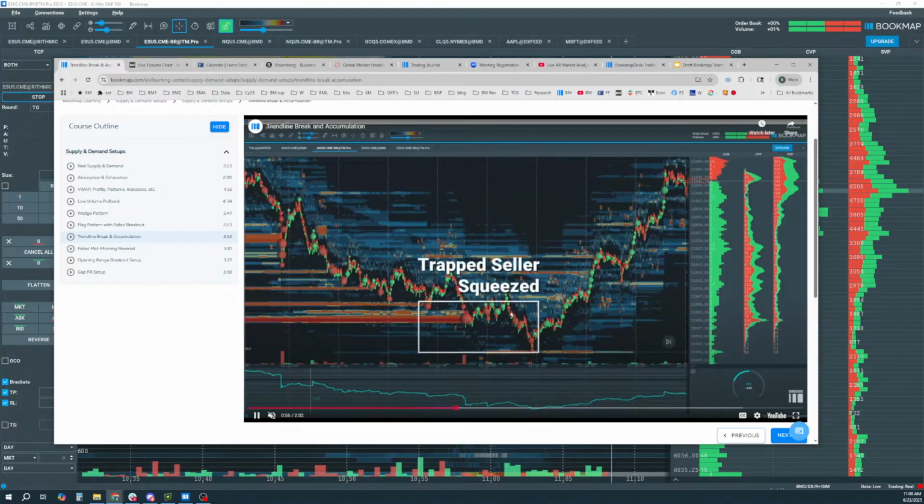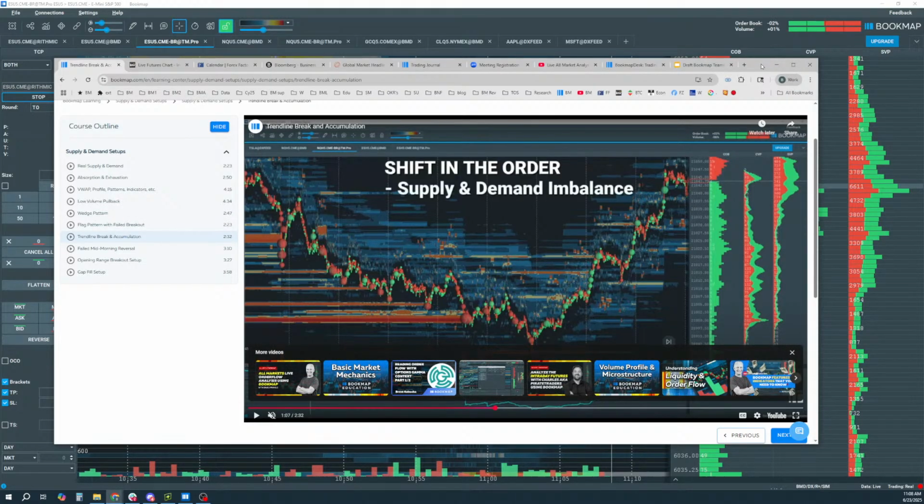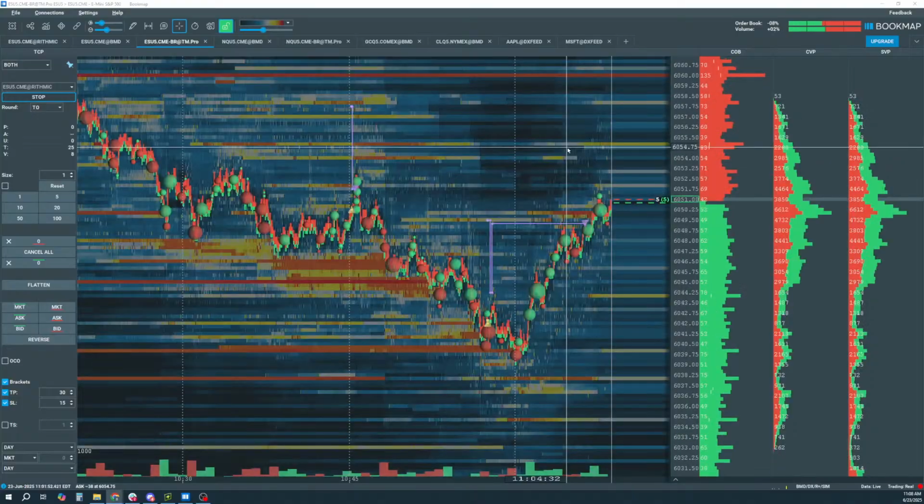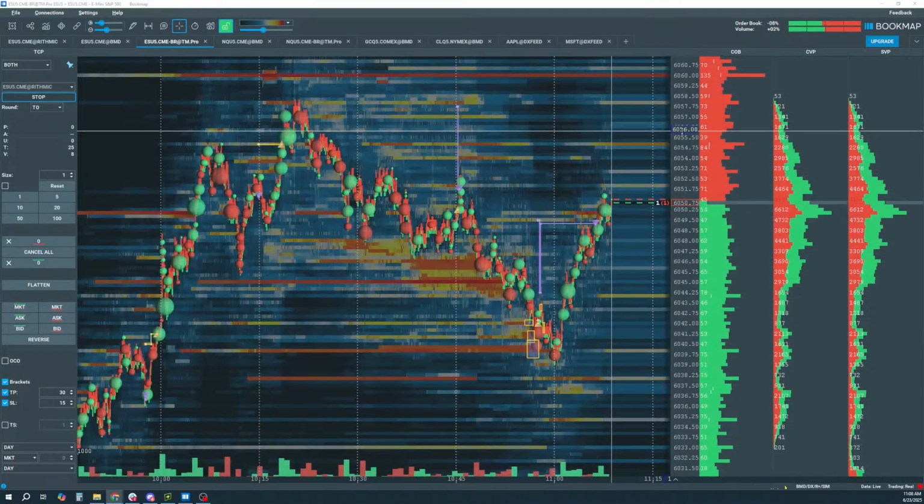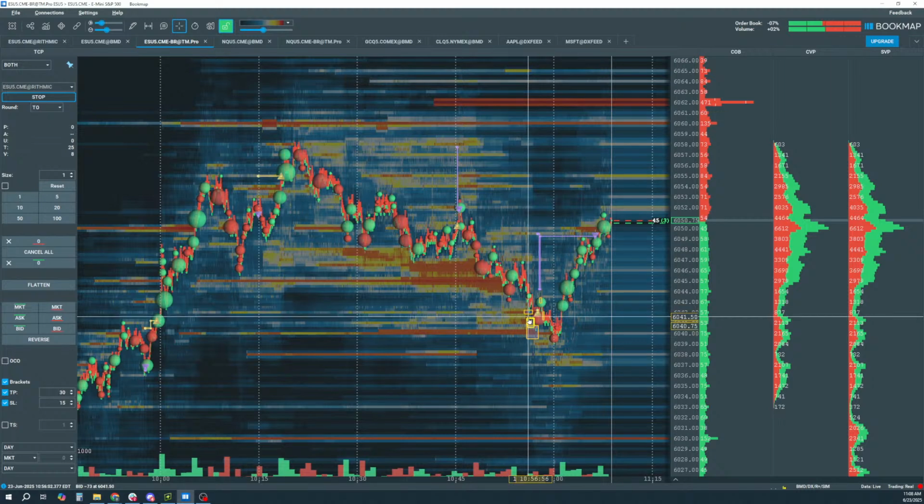We also have some trapped sellers in here, which is why this is such a good or powerful setup. Let me show you. Okay, it's right here. We see the same thing right here. Look at all of this liquidity here, these buyers getting filled in here.